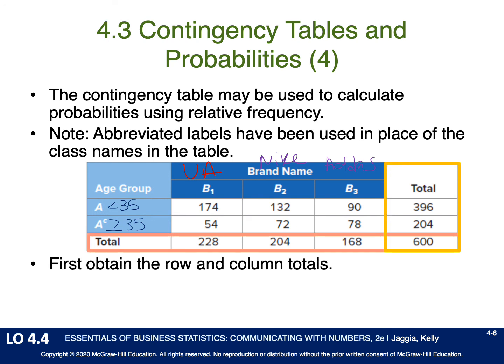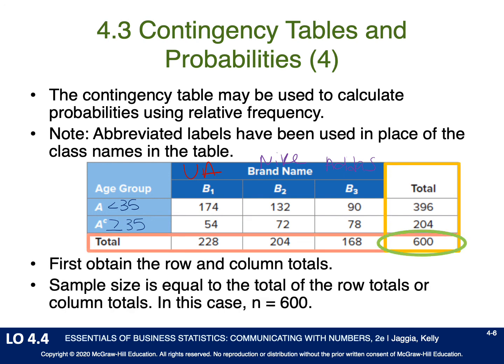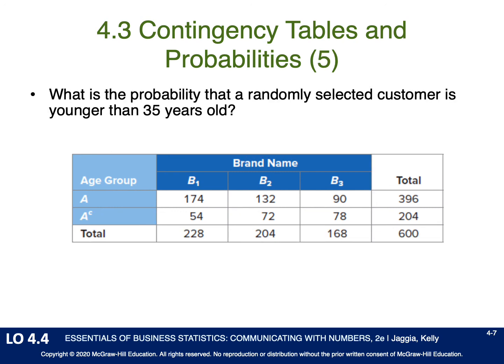So again, we've got our row and our column totals, and then we've summed them, and so we've got 600, which is exactly what we expect to have because we pulled 600 samples. So now, given this data, we can ask some questions. So what is the probability that a randomly selected customer is younger than 35 years old? So what we're really asking is, what is the probability of A?